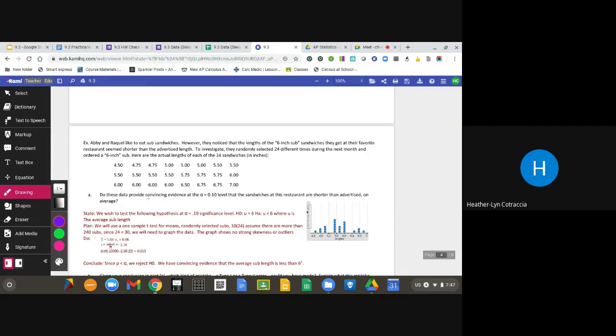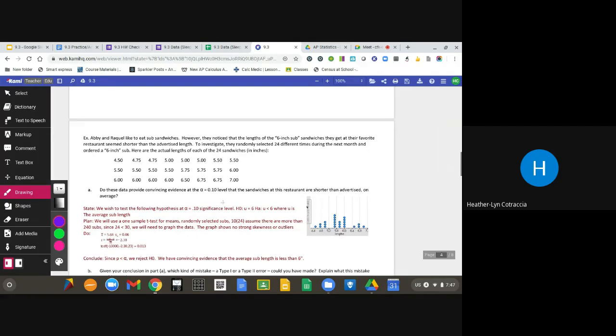It should say "does this," but it doesn't. It always says, do these data provide convincing evidence at the alpha equals 10% level that the sandwiches at this restaurant are shorter than advertised? So how do we show this?